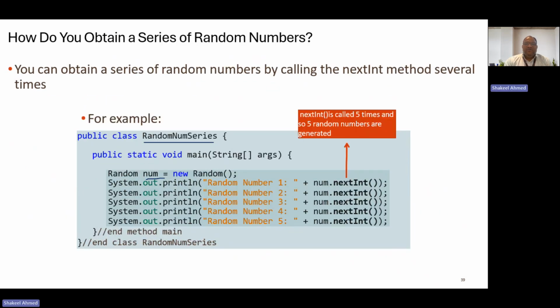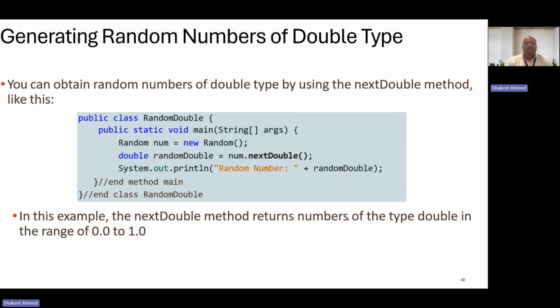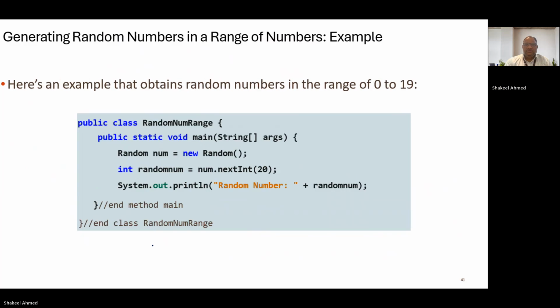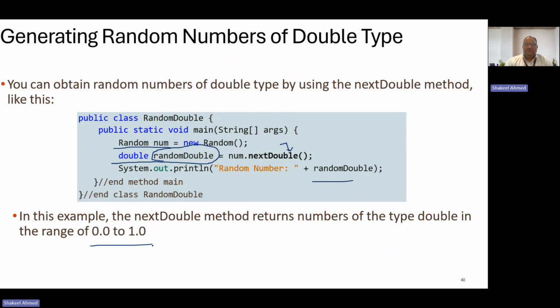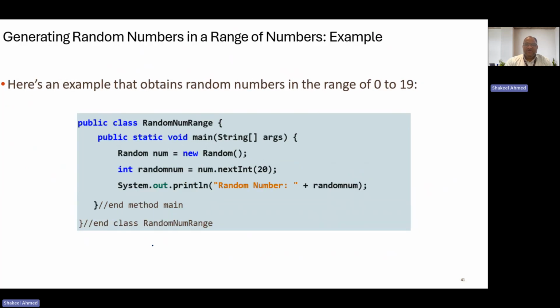Previously we saw the integer. You may also want a double as the next random number to be generated. Everything remains the same; the only thing is you need to create a double random variable. You can use nextDouble as the method to get the next random number, and it will return any number from 0 to 1. And for example, you want from 0 to 19. Here you can see the previous one is just giving random numbers, but you want specifically from a number to 20, so you have to specify the range.